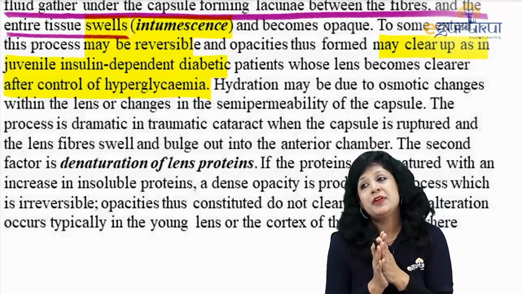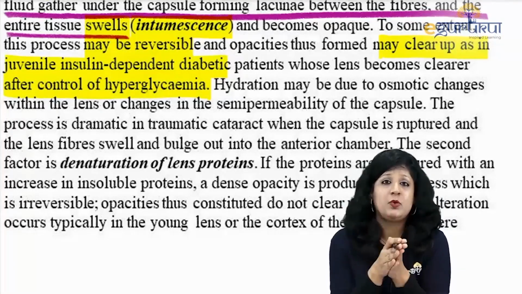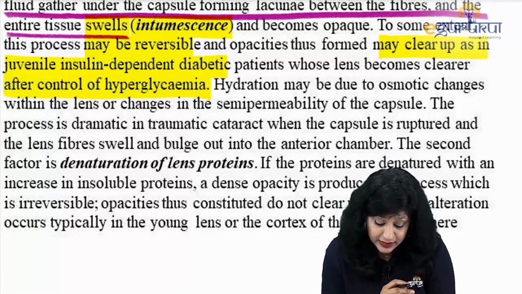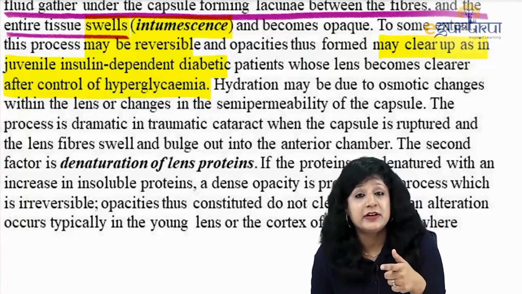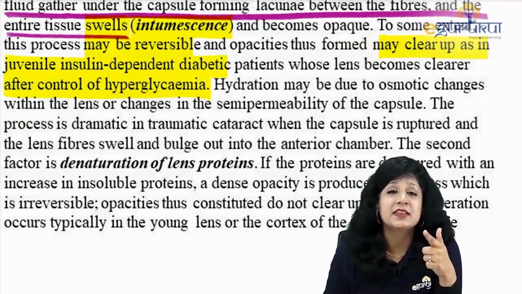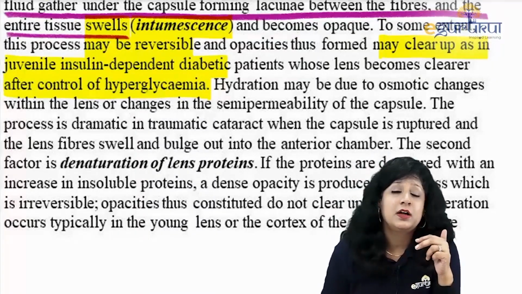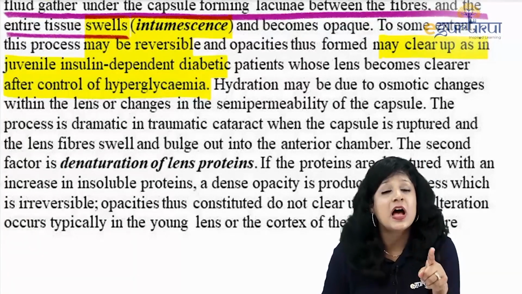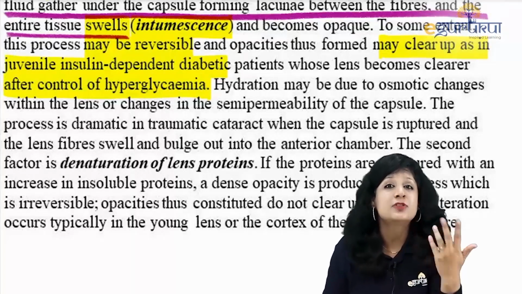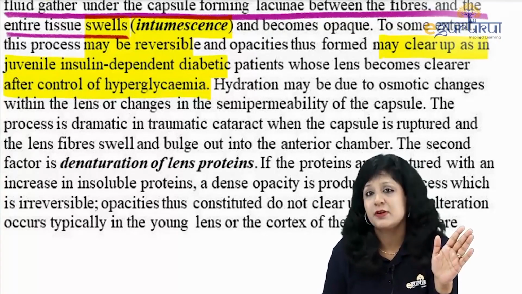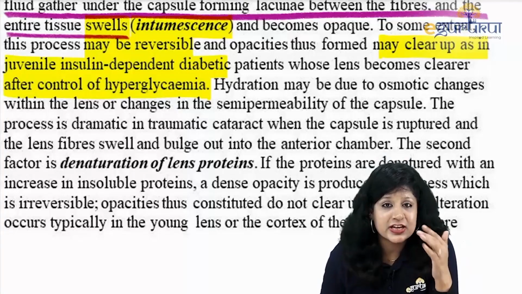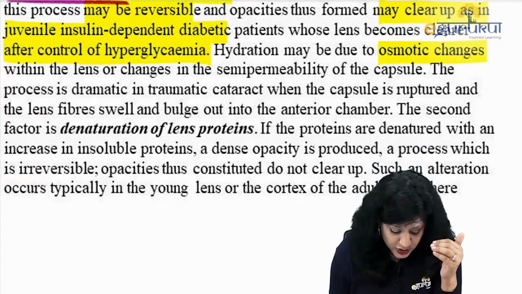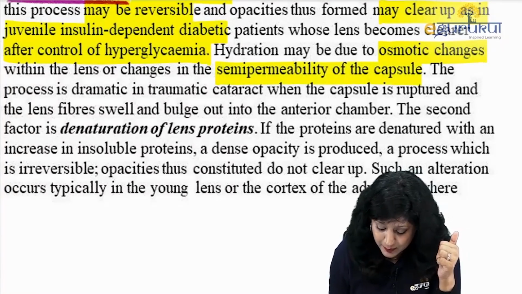Now if you remember, we read this that the only cataract which is reversible is found in galactosemia. Now here they are saying that even the juvenile insulin dependent diabetes cataract is clearing up if you are controlling the hyperglycemia, but only up to a certain extent. Mind you, after the full stages, after the maturity of the cataract, none of the cataract will be reversible. So it is only up to certain stages that it remains reversible. Hydration may be due to the osmotic changes, or it may be due to the semi-permeability of the capsule.